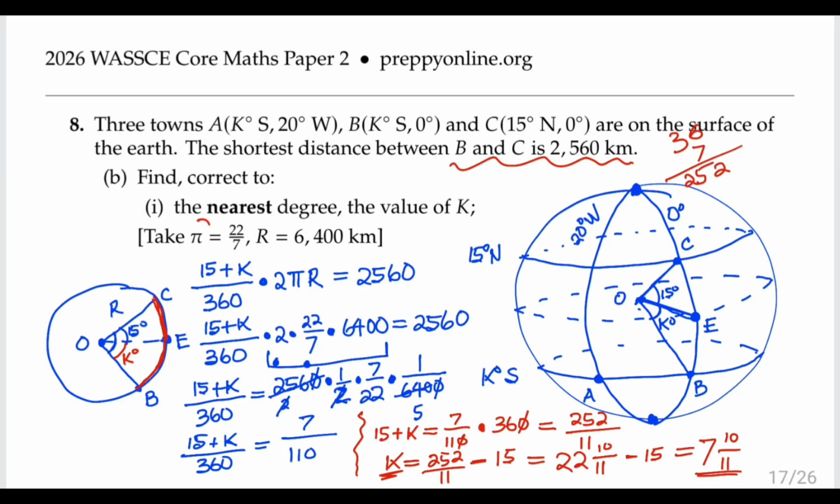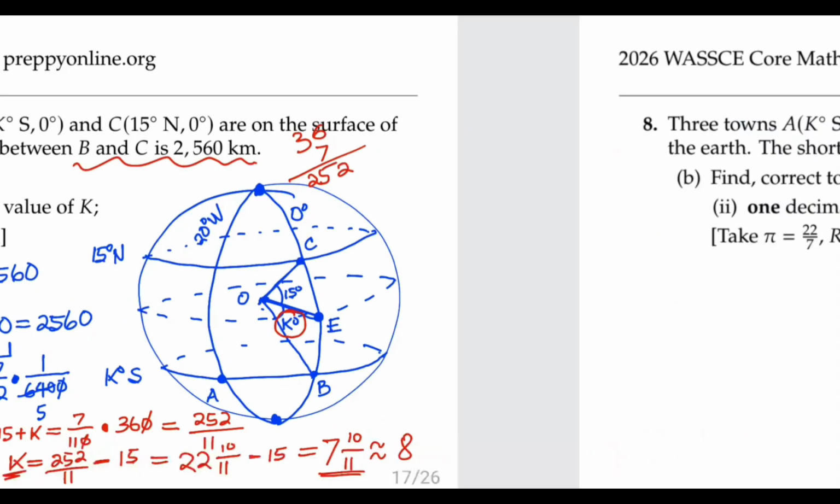But we are asked to find to the nearest degree. So we want to round this to the nearest whole number, and that is 8. So this k degrees that we saw here is actually 8 degrees. Same as the k degrees we have here. It's actually 8 degrees. All right.